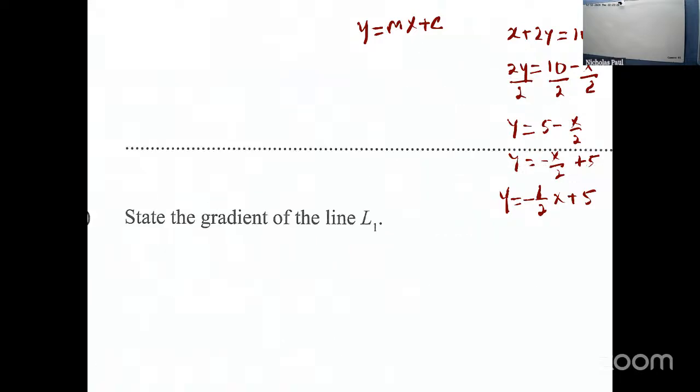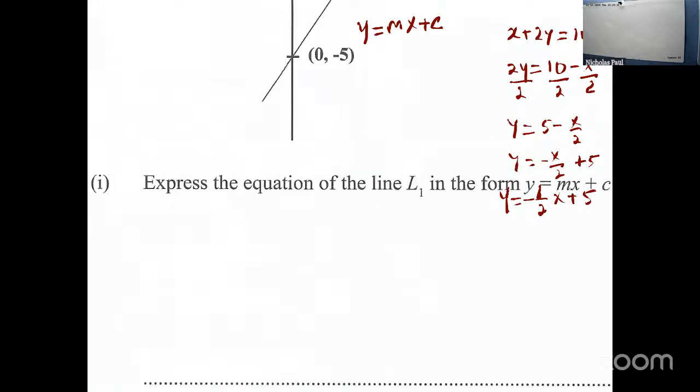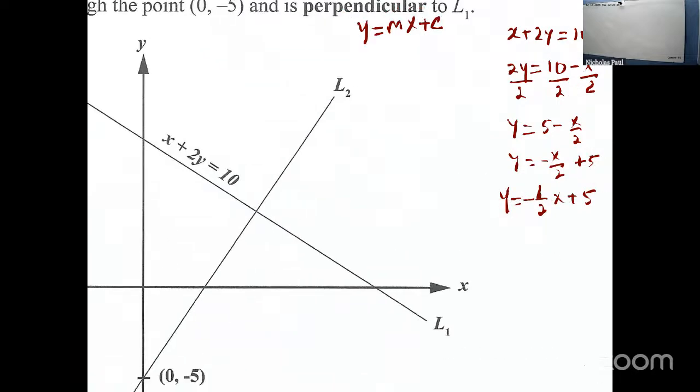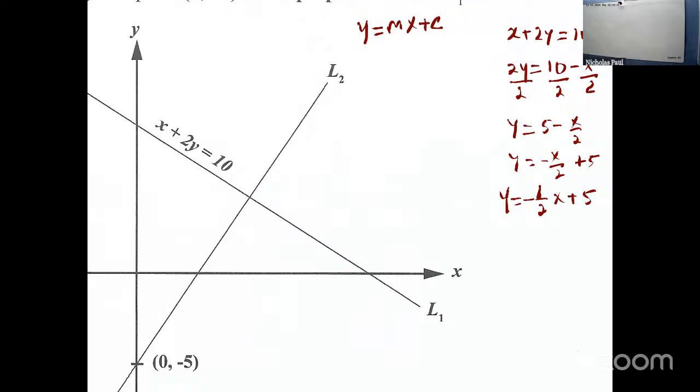Part 2, find the gradient of L2. Part 2, write down the gradient. Real easy. Right, so I fixed it there for you. Write down the gradient. Tyler, what do you have to put for the gradient? What's the gradient of L2? You put it in the form y is mx plus c already, so you're good to go. What is the gradient of L2? Kaya only. What's the gradient of L2? L1, sorry.